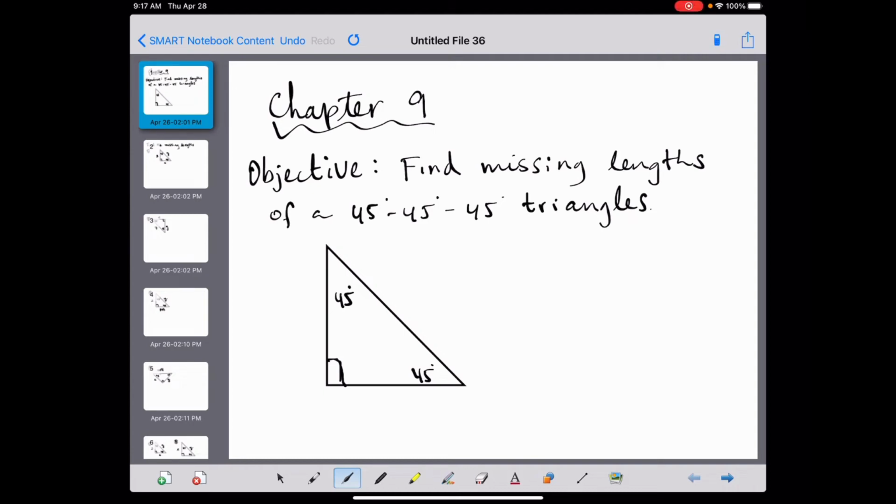Okay guys, in this lesson I'm going over special triangles. It's the 45, 45, 90 degree triangle, okay? So for this special triangle, here's the pattern.